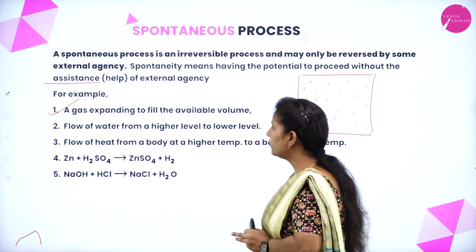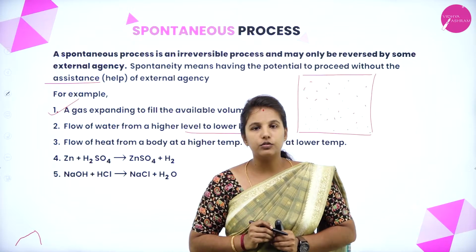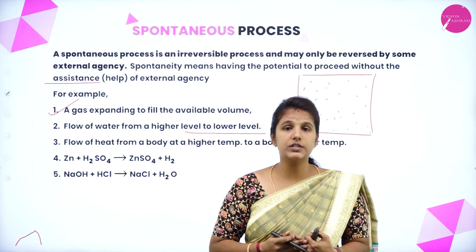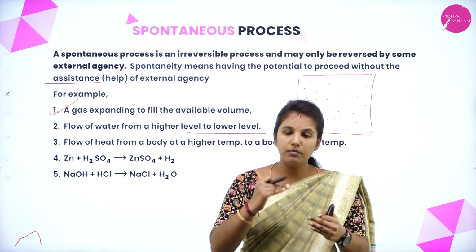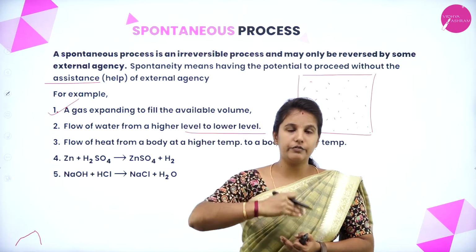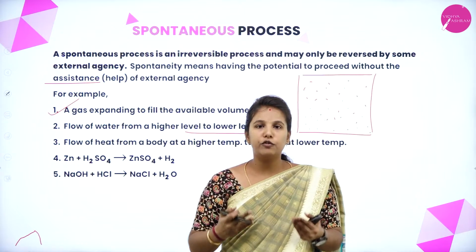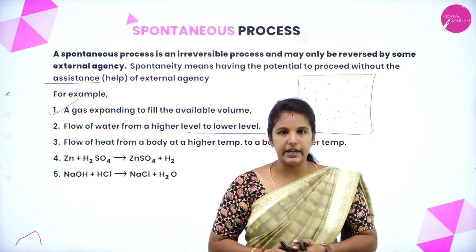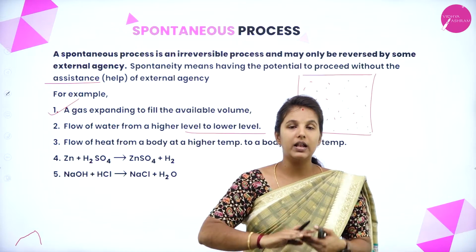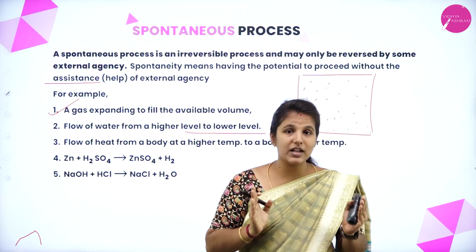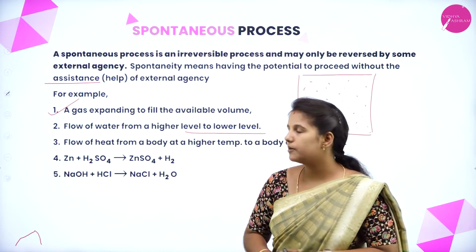Another example is the flow of water from a higher level to a lower level. We know that water can easily move from a higher level to a lower level. From a lower level to a higher level, if it is to be moved, it needs some external force in the form of electrical current. So, the movement of water from a higher level to a lower level does not require any external agency. Hence, it is an example for spontaneous processes.